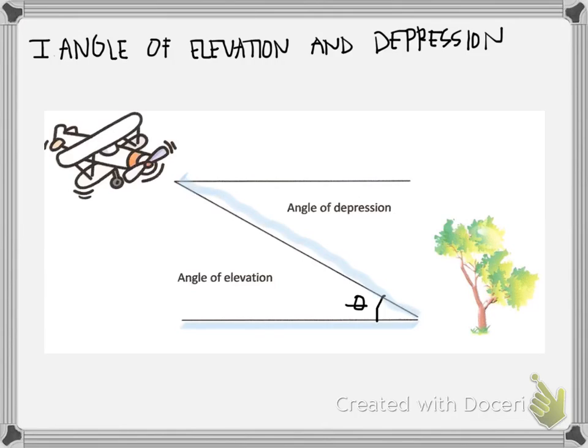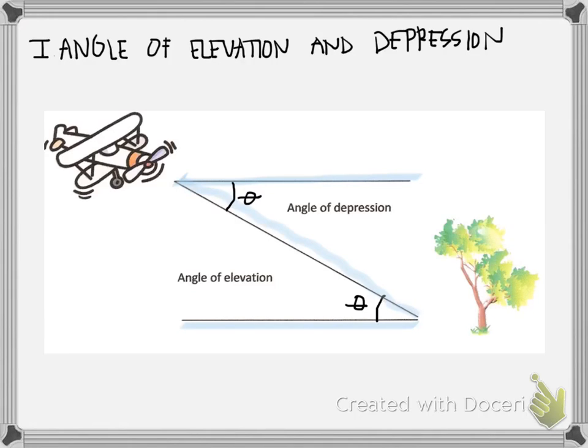that airplane. So the angle of depression is the opposite. Angle of depression is your line of sight straight across. So from that airplane just straight across. The angle of depression is then the angle created when you're looking down there.